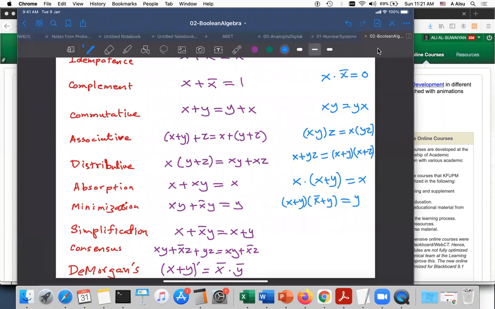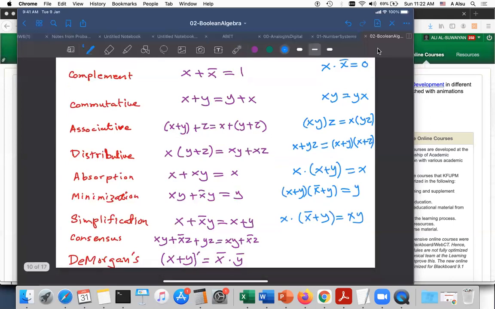The dual of that is x ANDed with x complement ORed with y, right? And this is equal to xy. This is the dual. So if the original expression is true, then the dual is true as well, okay? So you can use both the dual and the original expression to simplify Boolean algebraic formulas, or expressions.